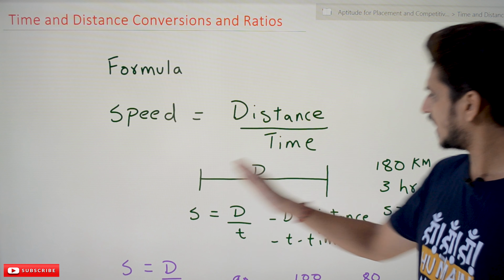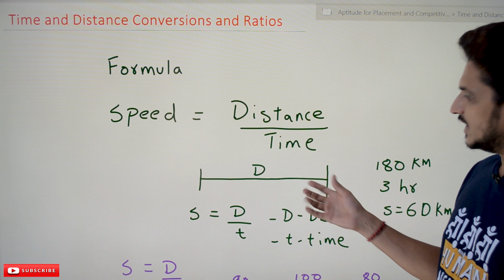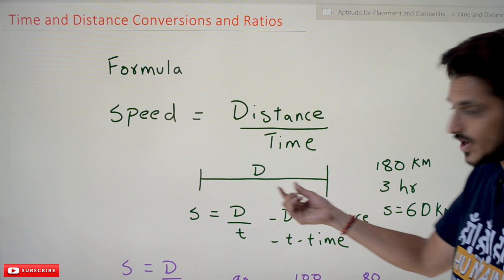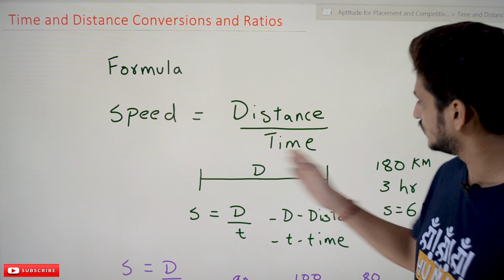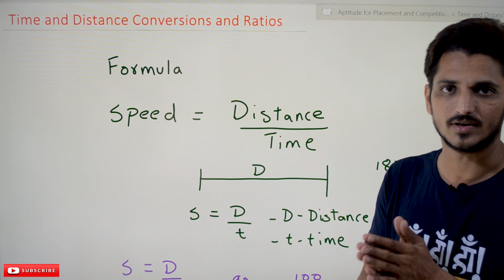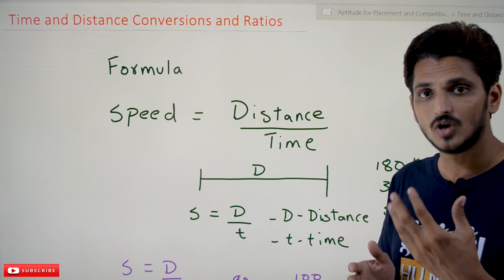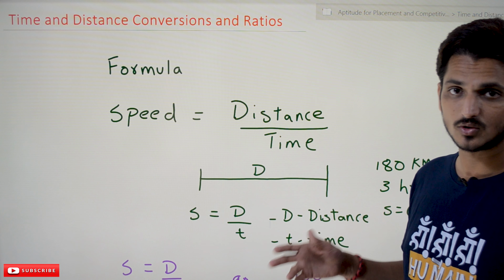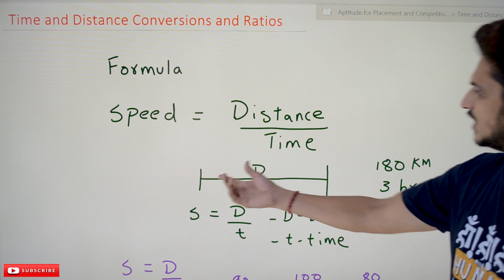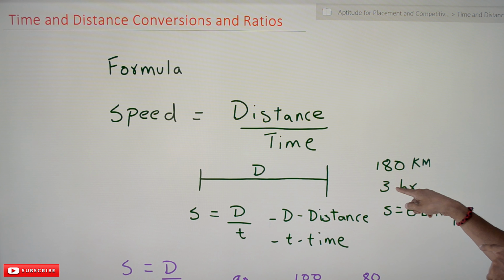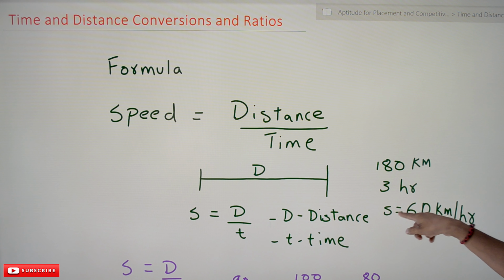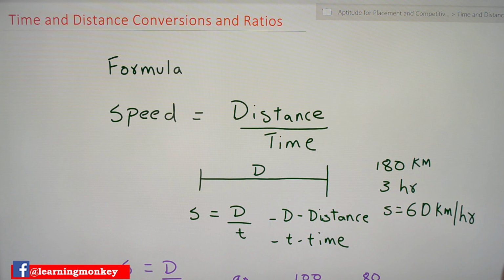If you start here and want to travel from here to here, let's say the distance is d. Assume that the distance is 180 kilometers, and you traveled from here to here in 3 hours. What speed have you moved at? That is what we are going to identify. Speed is equal to distance by time, that is 180 kilometers you traveled in 3 hours. 180 by 3, which is 60 kilometers per hour. So this is how we find the speed of your journey.